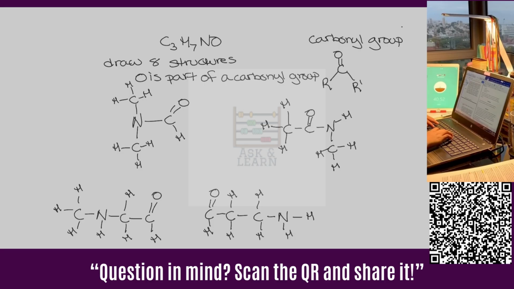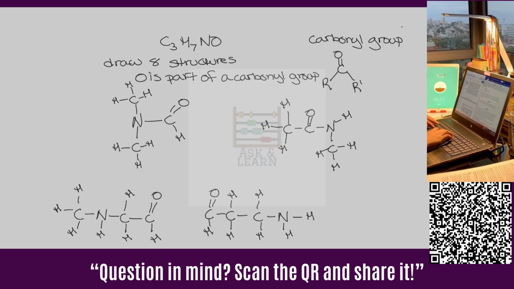Here we have a chemical formula, C3H7NO, or 3 carbons, 7 hydrogens, 1 nitrogen, and 1 oxygen. We have to draw 8 structures where oxygen is part of a carbonyl group.